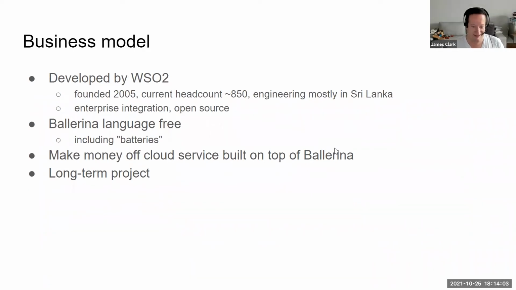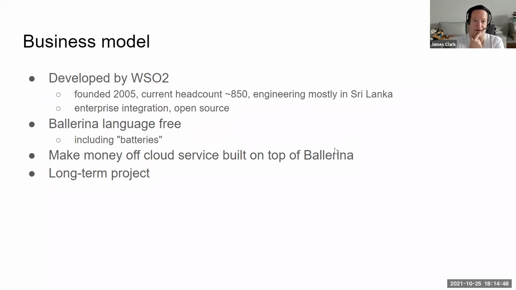So let me talk a little about the business side. Making a big language like this costs money, and somebody has to pay for it. It's been developed by WSO2, which you've probably never heard of, but it's a medium-sized company, been around for 15 years, with about 850 people in total. Engineering's mostly out of Sri Lanka. And we do enterprise integration, open source. The concept is that Ballerina, the language, is free. We're not trying to make money out of that. I don't think you can get any traction on a proprietary language these days. And it's free, including all the batteries included stuff I talked about: IDE, documentation, testing, all that sort of stuff.